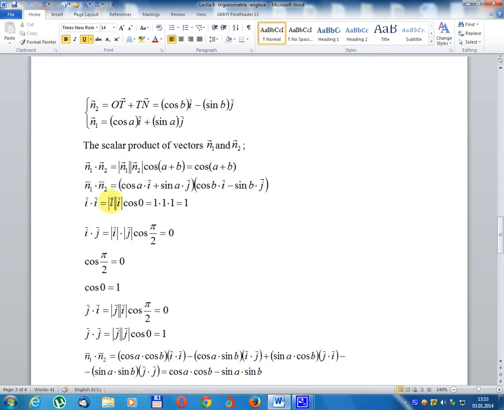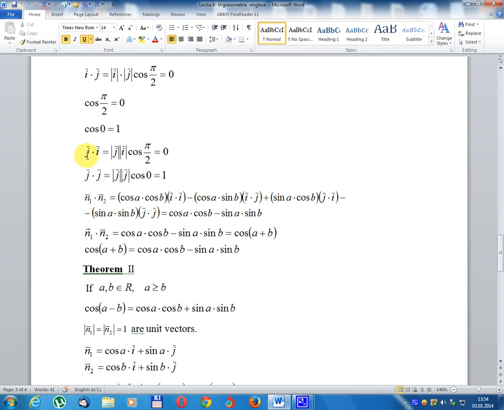Scalar product: norm of I multiply norm of I multiply cos 0 equals 1. I times J equals norm of I multiply norm of J times cos of the angle, which is pi divided by 2, equals 0. J times I equals 0. J times J equals 1. N1 multiply N2, the scalar product, equals cos A cos B minus sin A sin B.